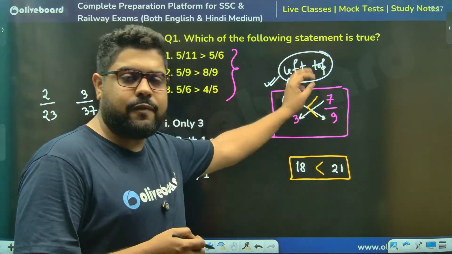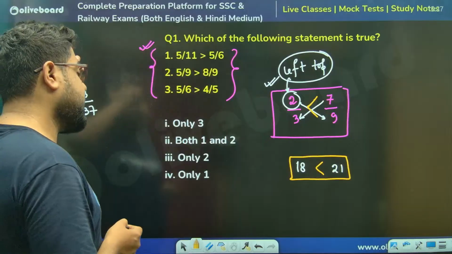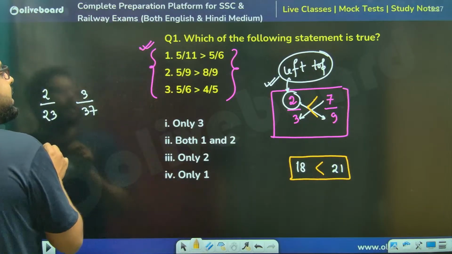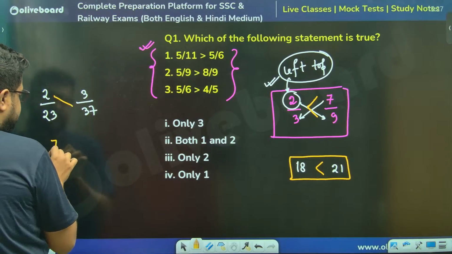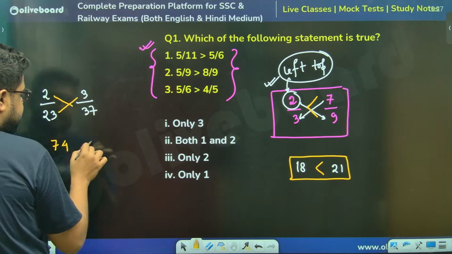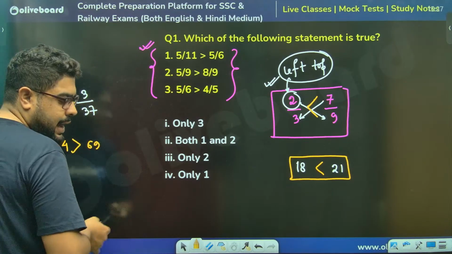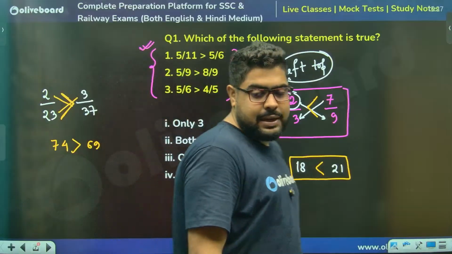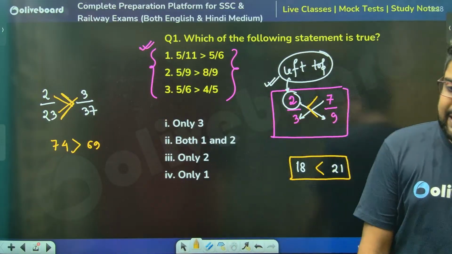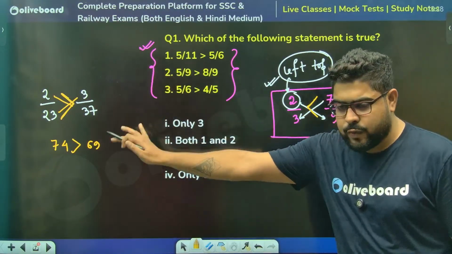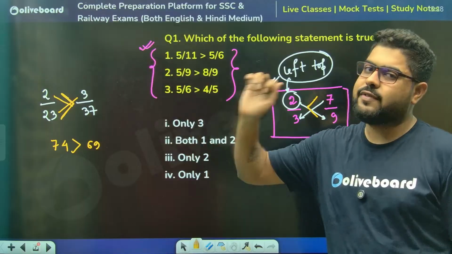Like any type of fractional parts. Everybody clear? So over here, tell me the answer. 37 twos are 74. 23 threes are 69. Which is greater, sir? This is greater. The answer is this. Clear, everybody? Absolutely clear, sir. So this is the best way to compare any two given fractions.